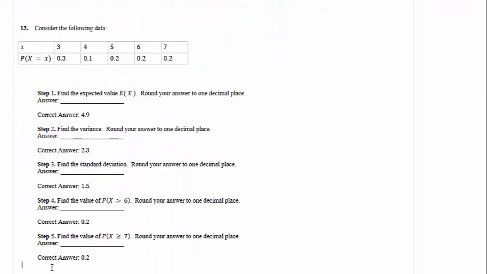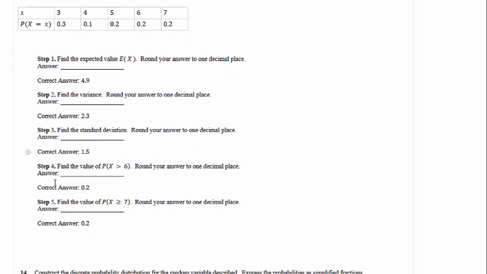Consider the following data. We have these x's, and we have these probabilities that they're going to occur. Note that these all add up to 1.0. We're stepping into a frequency distribution. First question is find the expected value, round your answer to 1 decimal place.